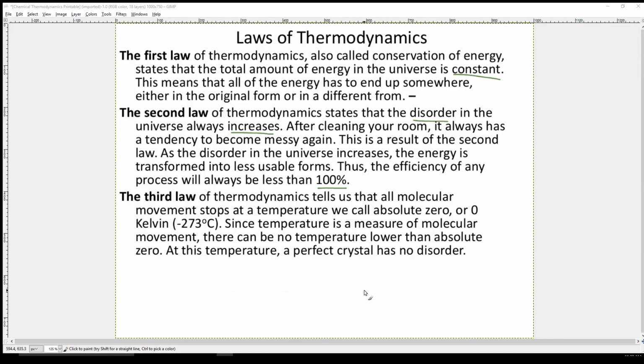All right, third law. All molecular movement stops at a temperature we call absolute zero, or 0 Kelvin. You've learned about this many times, but you probably haven't seen it in the form of a law. So there's the law. All molecular movement stops at absolute zero, theoretically. Since temperature is a measure of molecular movement, there can be no temperature lower than absolute zero. At this temperature, a perfect crystal has no disorder. Ooh, no disorder. All right, there you go. That is the end of our thermodynamics unit.